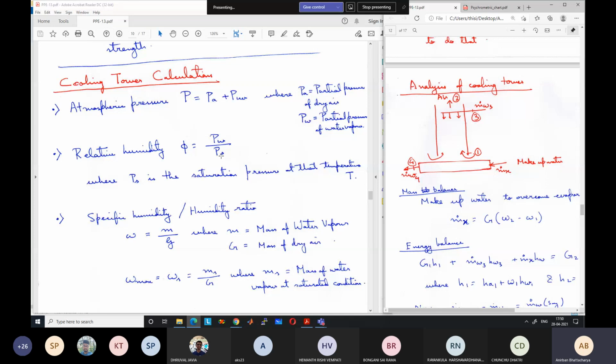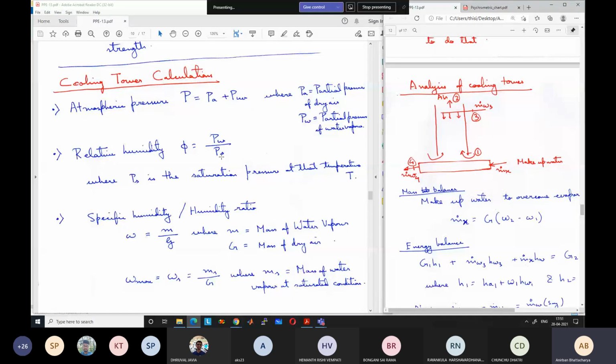It gives us a measure of how much water is present in the atmosphere, or in the room or in any space. So if the relative humidity is 100%, it means that the partial pressure of water is equal to the saturation pressure of water. What is saturation pressure of water?